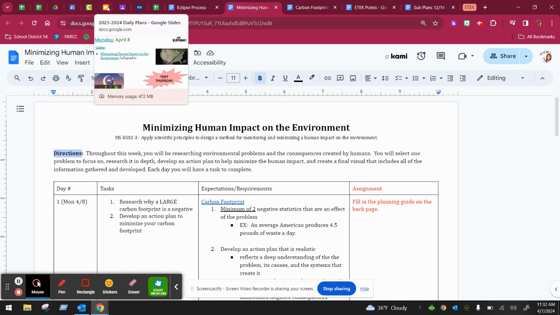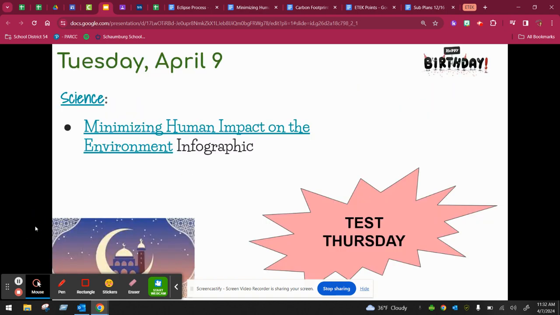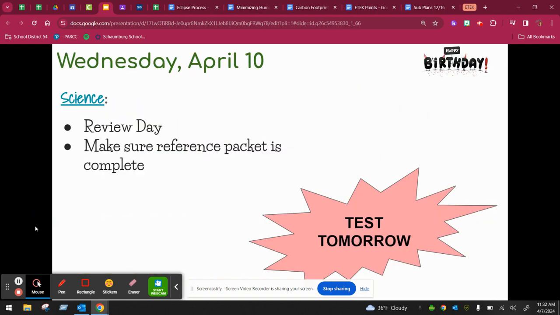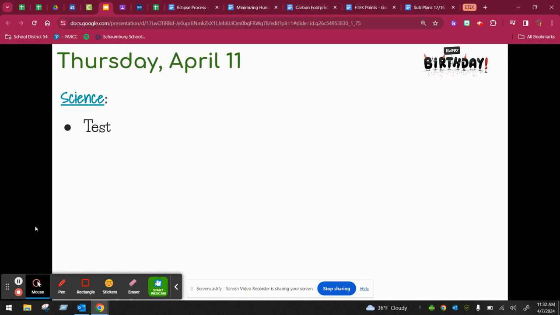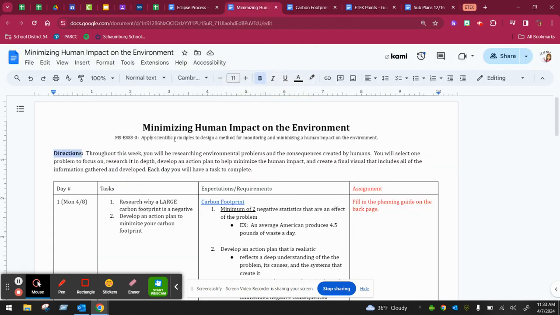And then just again, looking at our agenda, that means on Wednesday, you're going to then have your review day, and then Thursday is your test, just as an FYI. But if you remember when we first started this unit, we said that as we went through and acted as climatologists, part of our job was to educate the public about what's going on and the climate change and what we can do to fix it. So that's really what this project is all about.